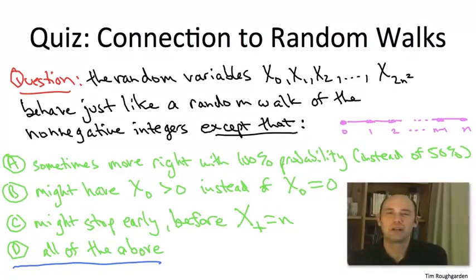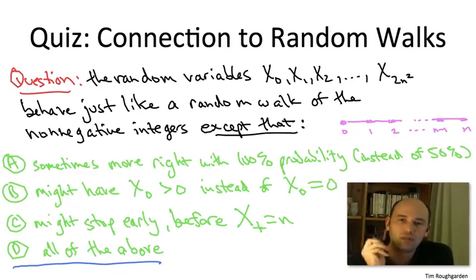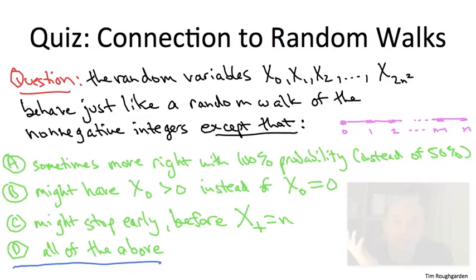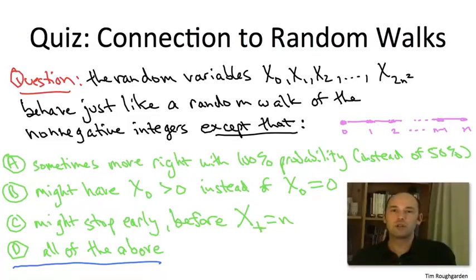Well, what's amazing and what allows us to transfer the random walk analysis over to that of Papadimitriou's algorithm is that every single one of these three discrepancies between the two random processes only helps us. It only means the algorithm is going to terminate even faster than we might have suspected from the random walk analysis. So here's another way to think about it.